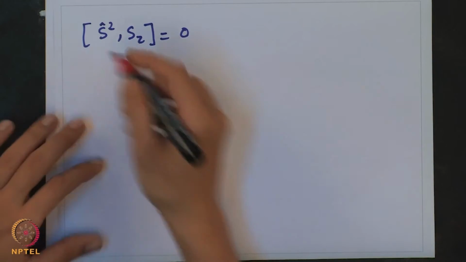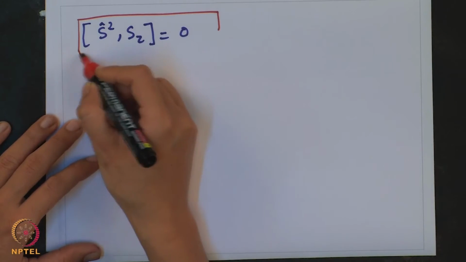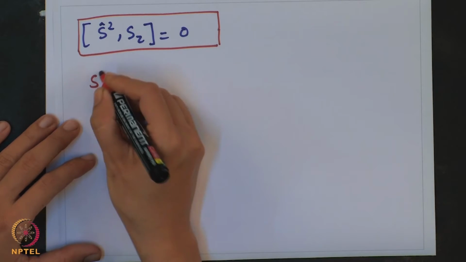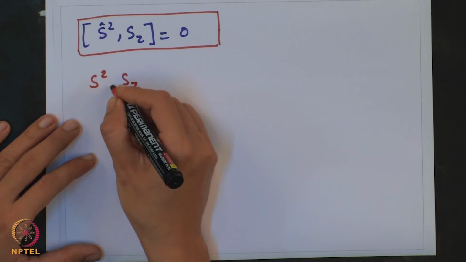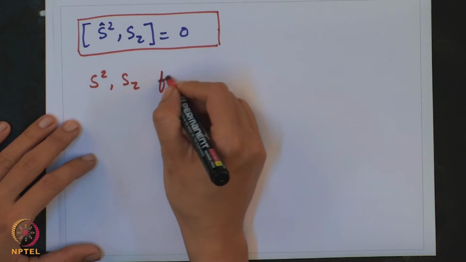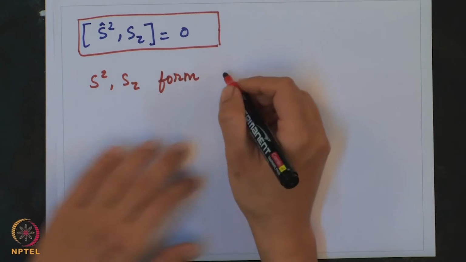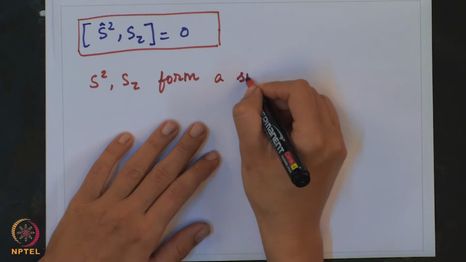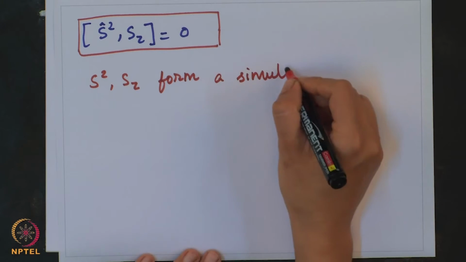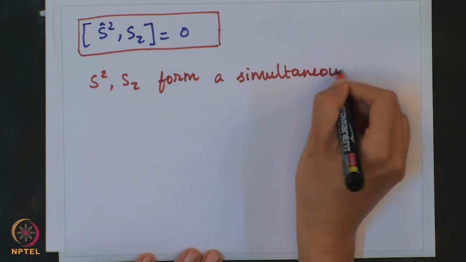This is an important result, and this result means that S square and Sz form a simultaneous eigenket.